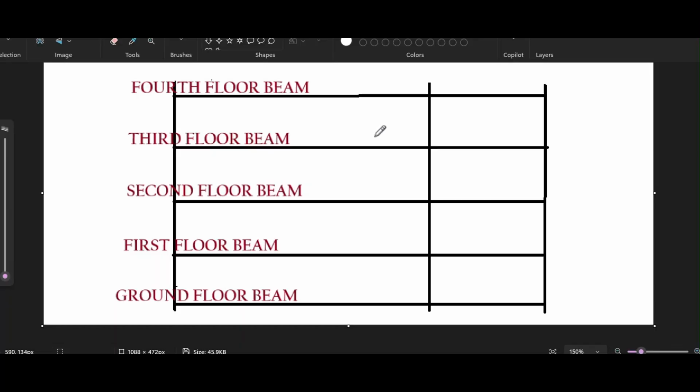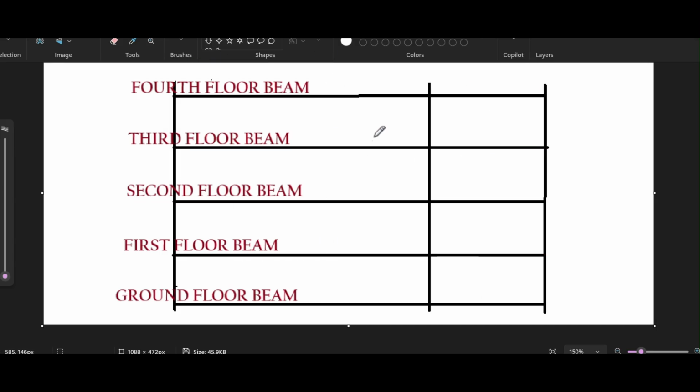The drawing or sketch of a four-storied building frame. This is one column, the central column, the last column. This is the ground floor plinth beam. This is the first floor plinth beam, second floor plinth beam, second floor slab, floor beam. Similarly, the third floor beam, fourth floor beam.